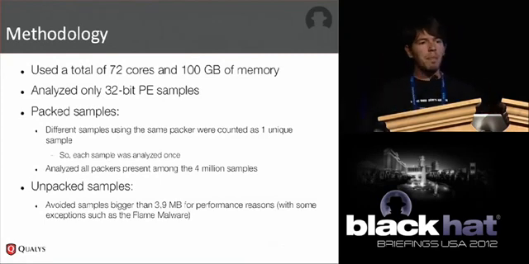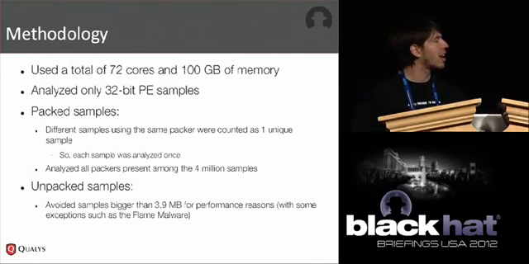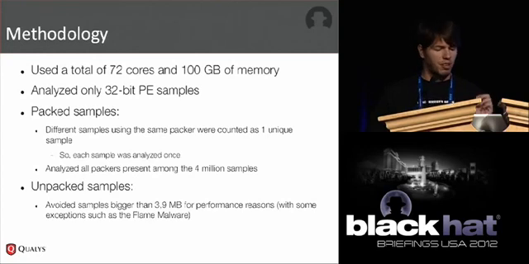Also, for the unpacked samples, we only consider samples that are smaller than 4 megs. The reason for that was just performance, right? We wanted to have the 4 million samples analyzed, so we needed to be performant. There are 2 exceptions, basically. One was the Flame malware, just because it's the Flame malware, we needed to talk about it, right? And the second one is the Brazilian malware.